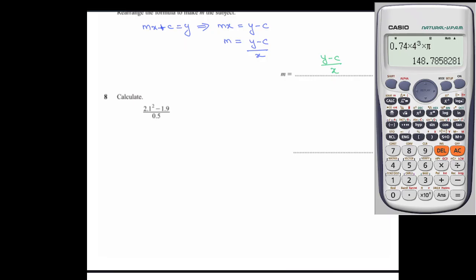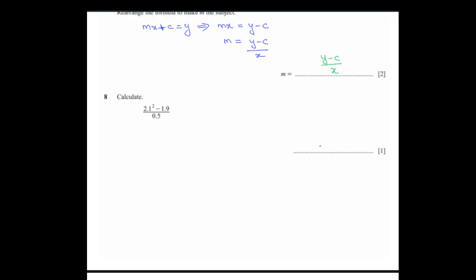Question number 8. Calculate. So you need to calculate on the calculator this one. Wait, let me take the fraction button. So 2.1 square minus 1.9 by 0.5. 5.02. This is the answer for question number 8.